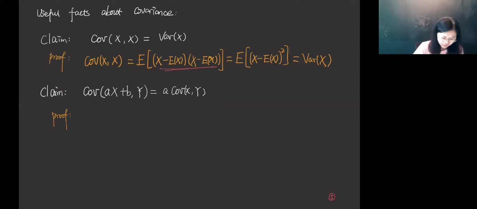Now the second claim. The second claim is about the covariance of a linear function of X with Y. How does a linear transformation like this affect covariances? Well, it turns out this claim says that the additive constant does not affect covariance, but the multiplicative constant can be factored out of the covariance function. So the covariance of aX plus b and Y, by definition, is the expected value of (aX plus b minus expected value of aX plus b), and that difference times (Y minus E of Y).